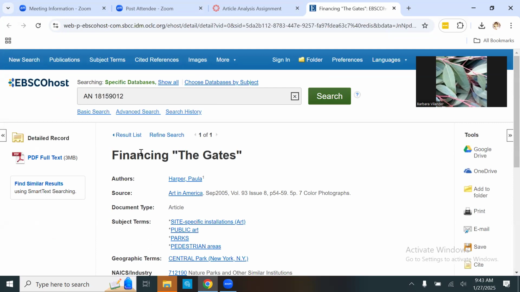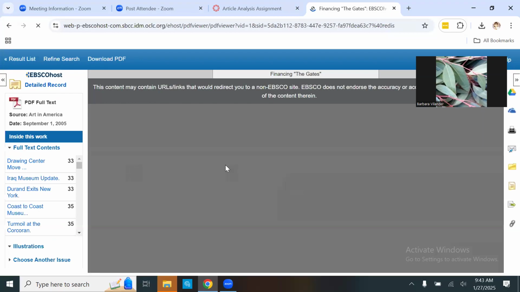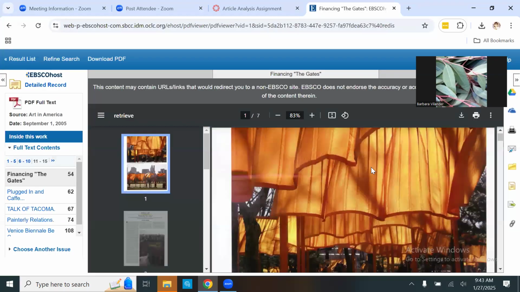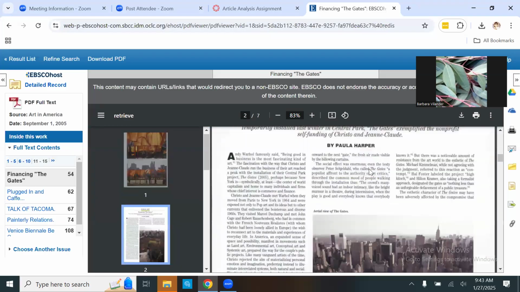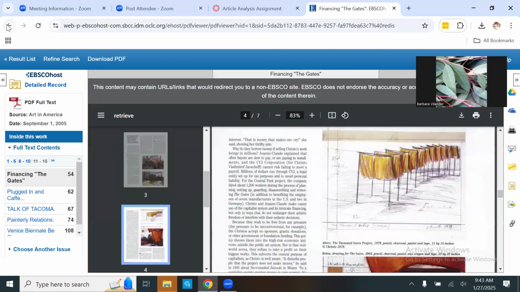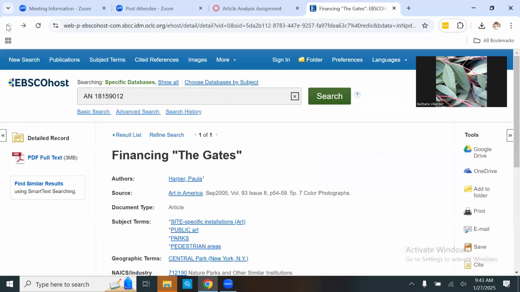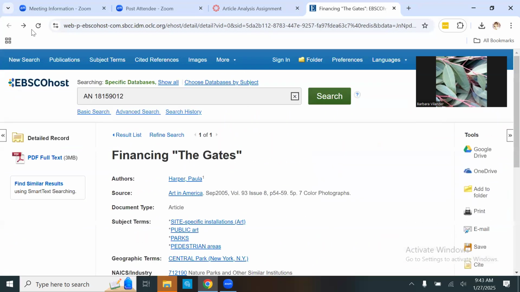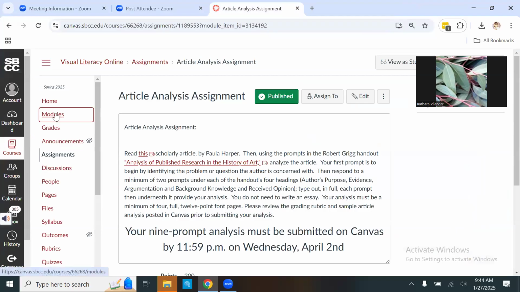So for the online class, I'm having you read this article about financing the Gates project by Christo. So I'm going to click on this PDF full text, and it's going to take me to that article. So here's the article here, okay? So that is the article right there. So that is how you access that, okay? And if you have any trouble doing that, so I clicked on PDF full text right there, so I could see that there. All right, so let's go close that out. So we're going to go back to modules.